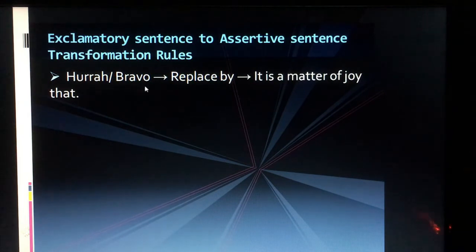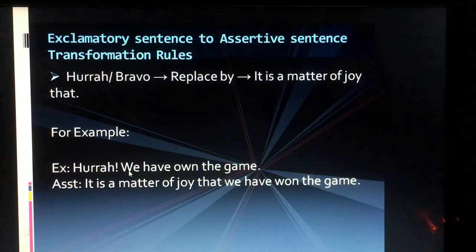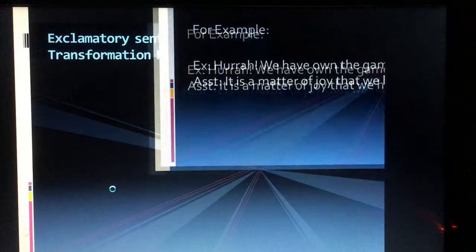hooray, bravo, replaced by it is a matter of joy that. We will use this phrase instead of hooray or bravo, which express joy. So it is a matter of joy that. For example, hooray, we have won the game. So what will be its assertive form? It is a matter of joy that we have won the game. As you know, we are replacing hooray and bravo here.